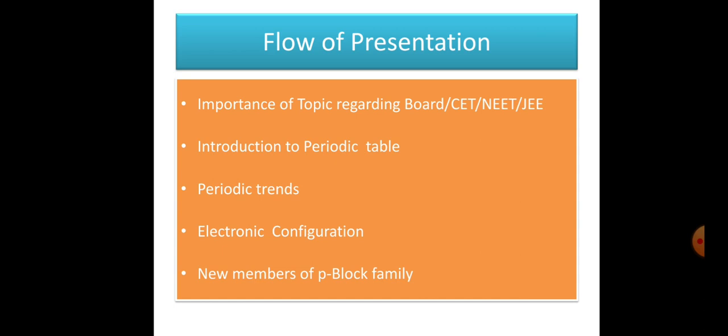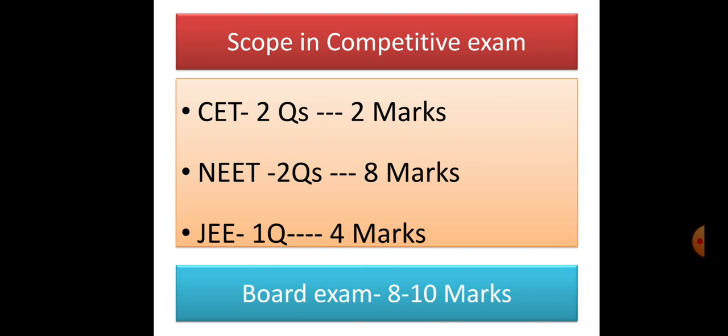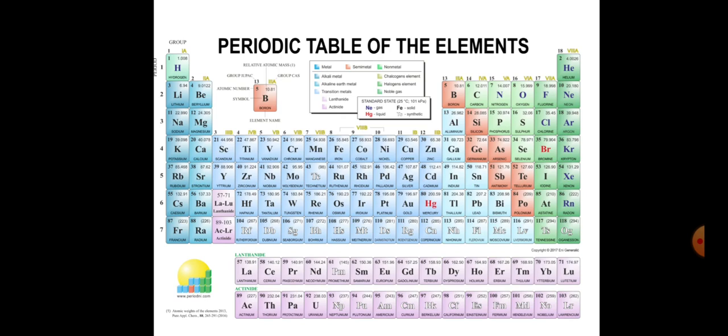Guys, I'd like to share with you the scope of this chapter. This is the scope: in CET, 2 to 3 questions could be asked. In NEET, 2 questions could be asked for 8 marks. In JEE, one question. But for board exams, it is a very important chapter because almost 10 to 12 marks of questions could be asked. So this is a rank booster for you for sure.